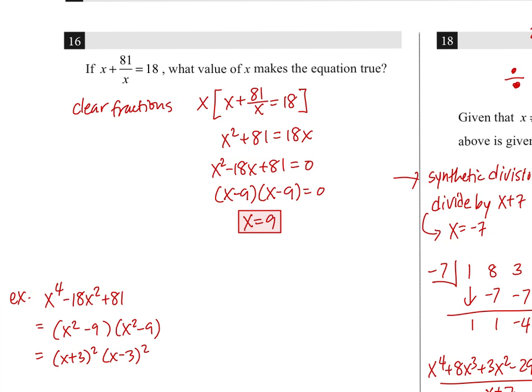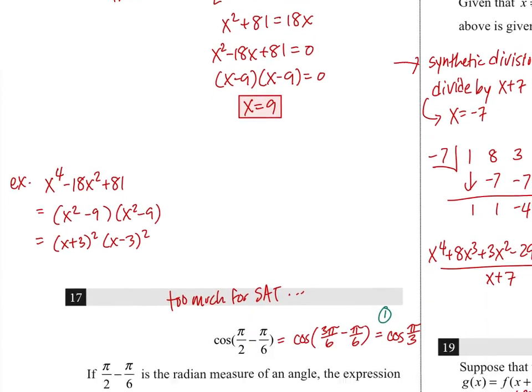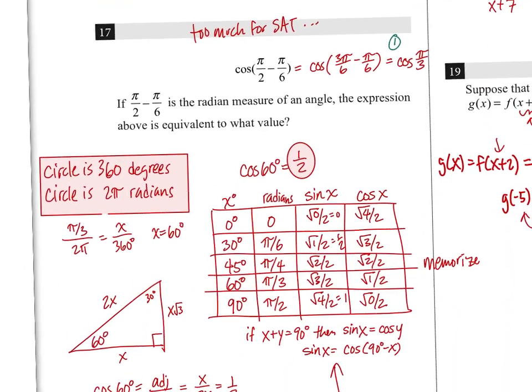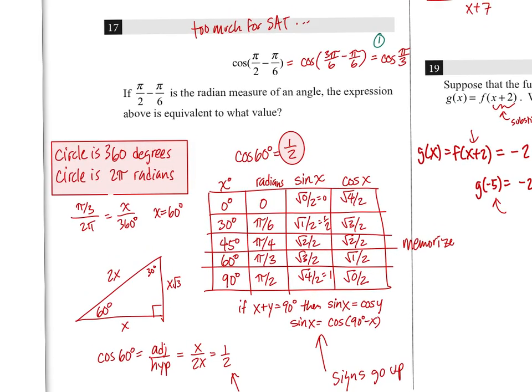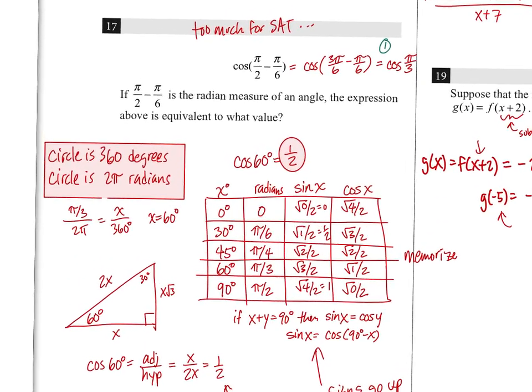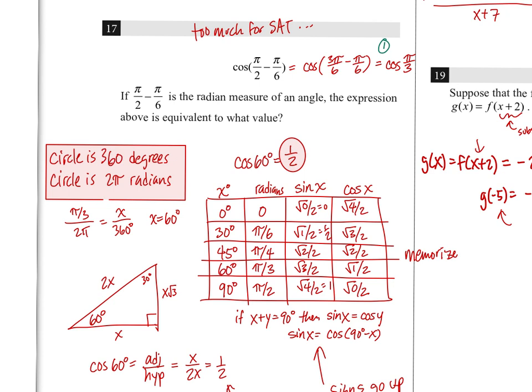If we move down and take a look at number 17, this question, as it's constructed by IES, is a little bit too much for the SAT. There's a little bit too much work involved, but the individual pieces are still kind of valid.